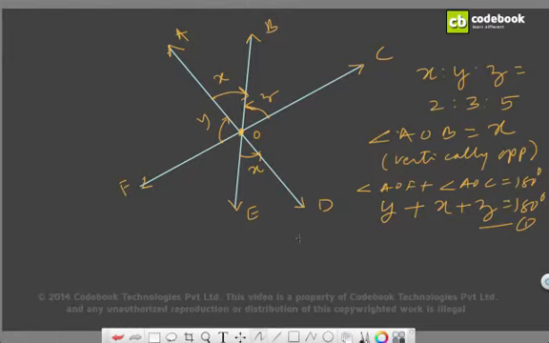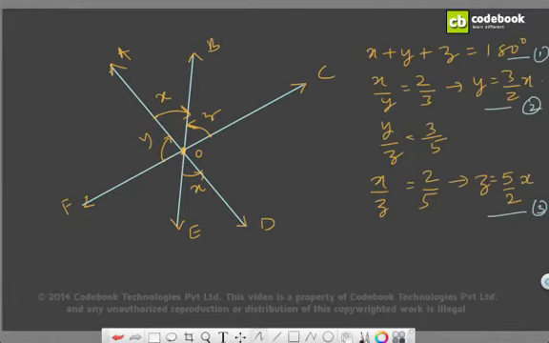But you have also been given x is to y is to z is 2 is to 3 is to 5. So what that means is x by y is equal to 2 by 3, y by z is equal to 3 by 5, and x by z is equal to 2 by 5. So we have x plus y plus z equal to 180 degrees. That's our first equation. Then from the ratios given, we know that x by y is 2 by 3, which means y is 3 by 2 times x. That's our second equation. Y by z is equal to 3 by 5, and finally x by z is equal to 2 by 5, which means z equal to 5 by 2 times x. So this will be our third equation.